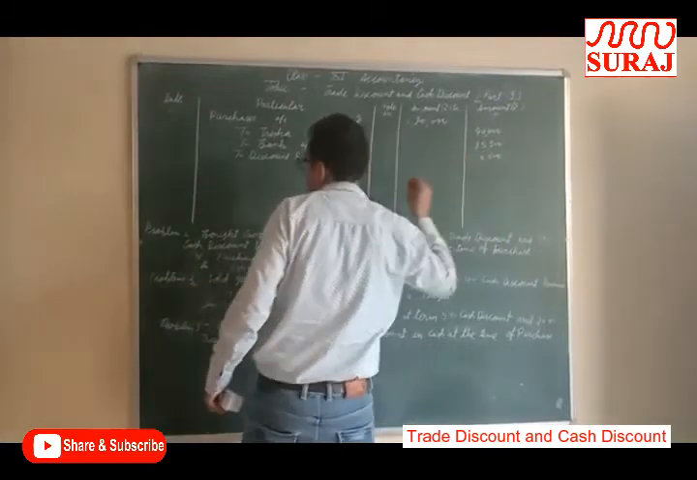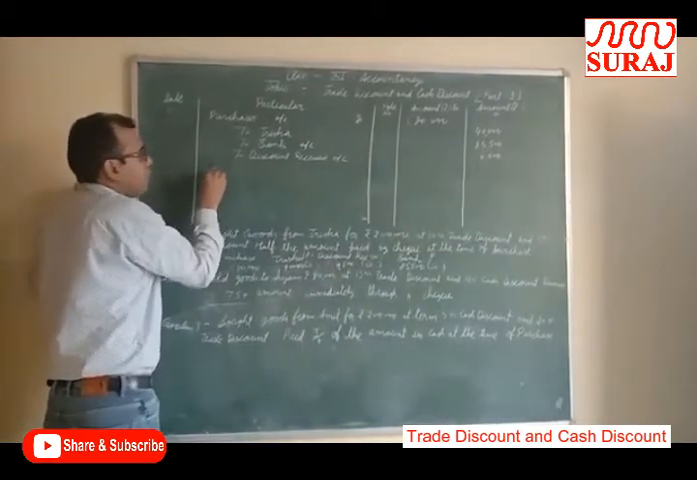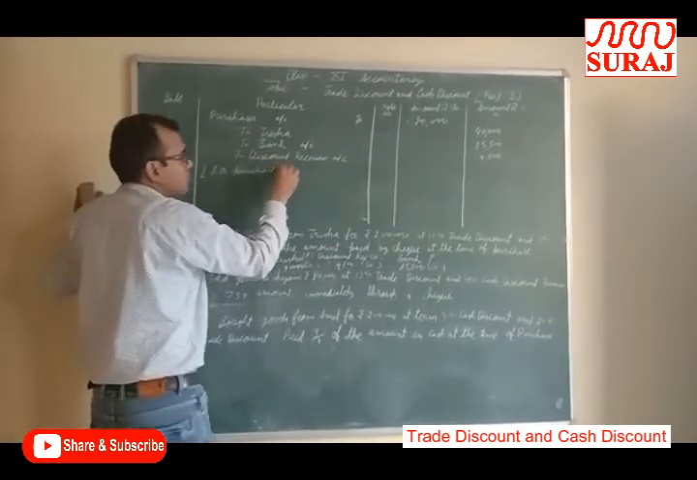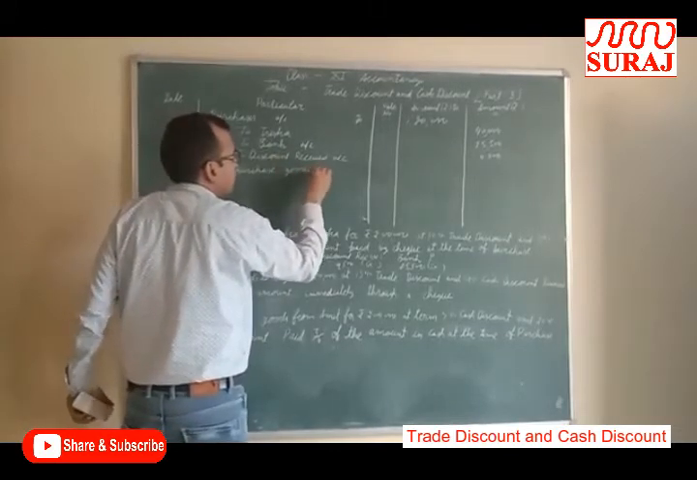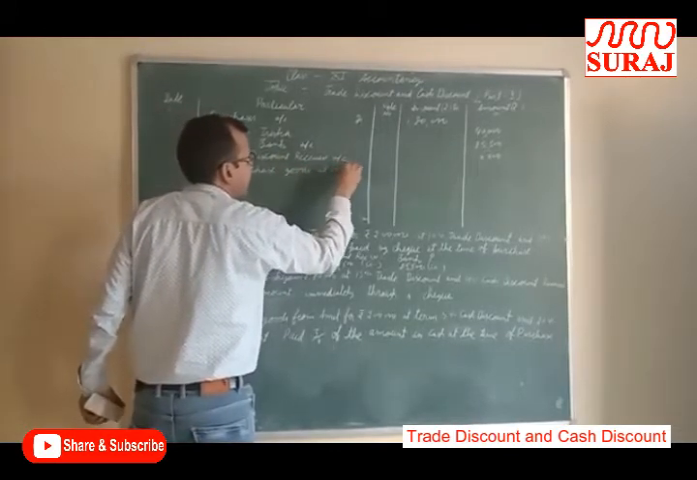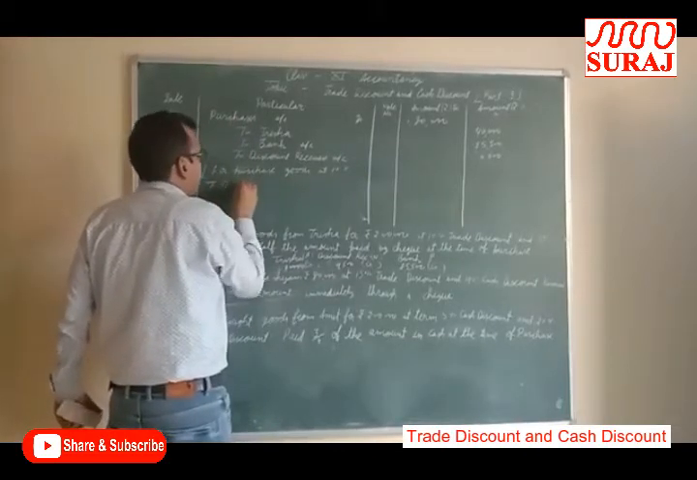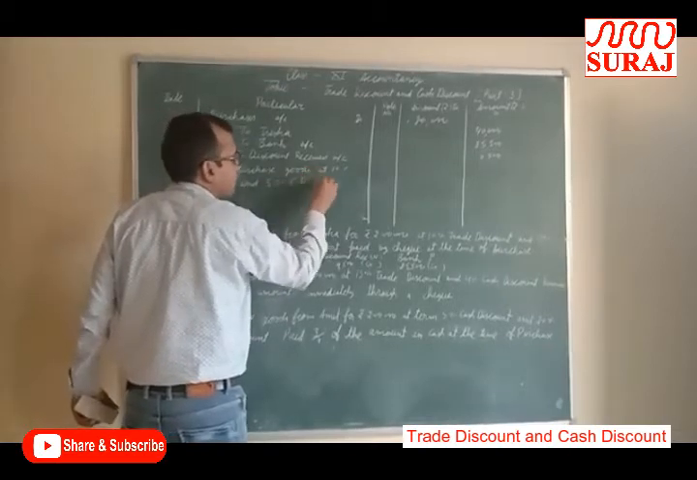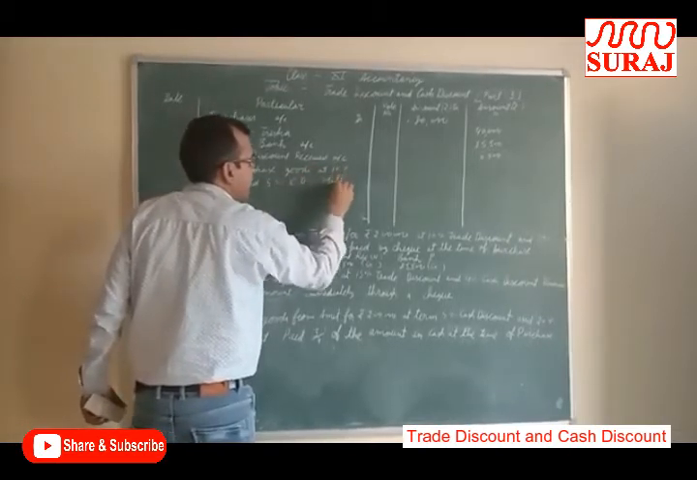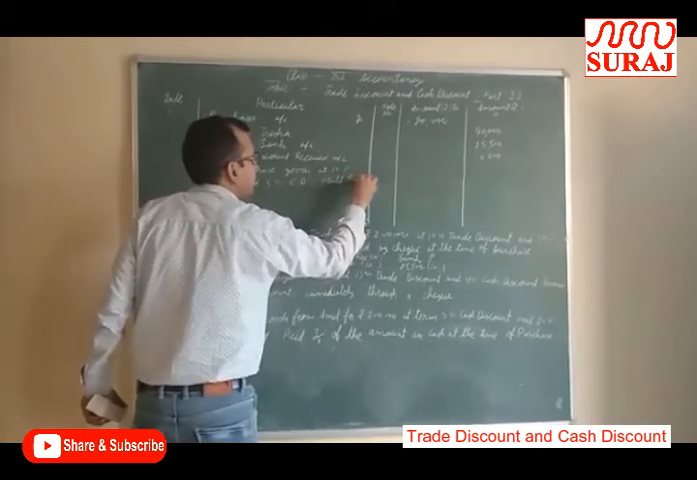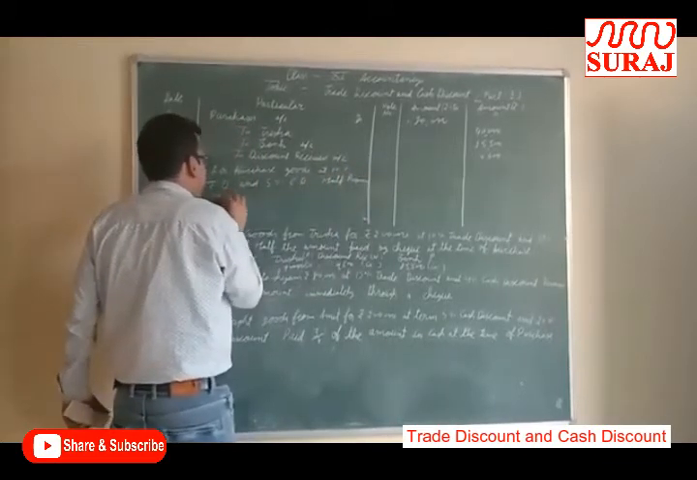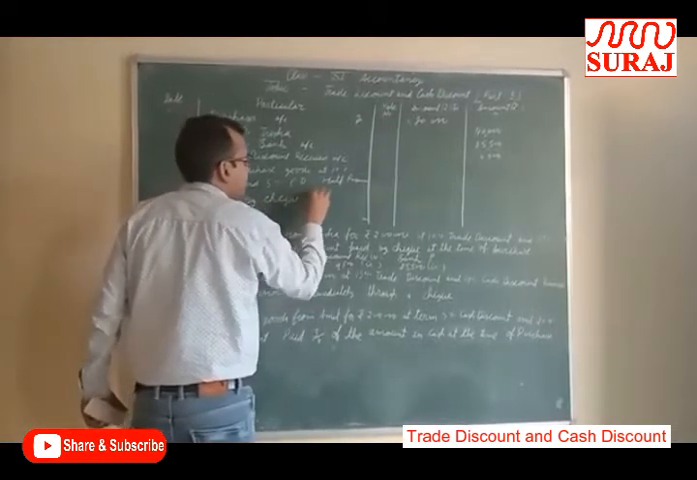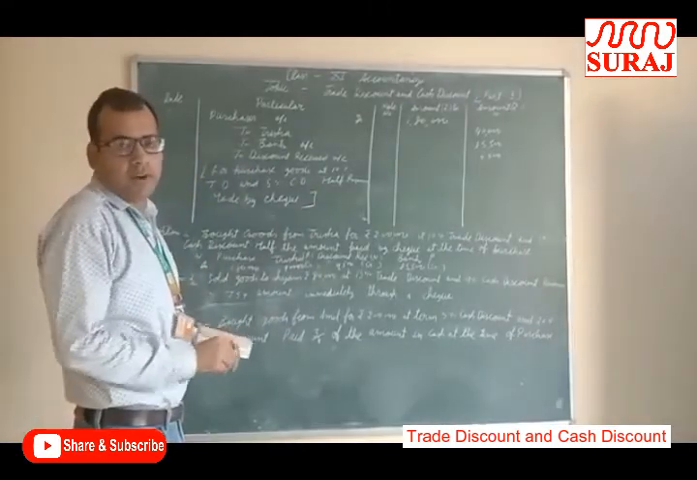4,500. Narration: for purchase goods at 10% trade discount and 5% cash discount, half payment made by check. It is our first problem.